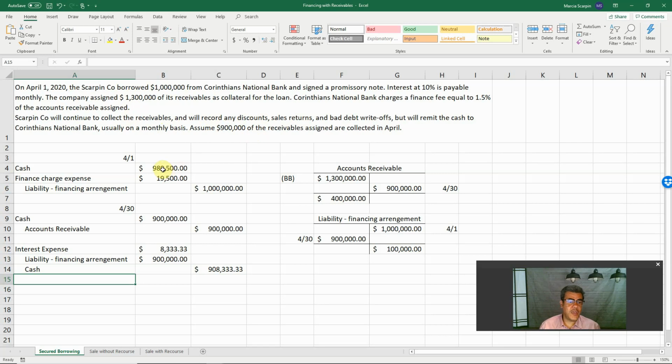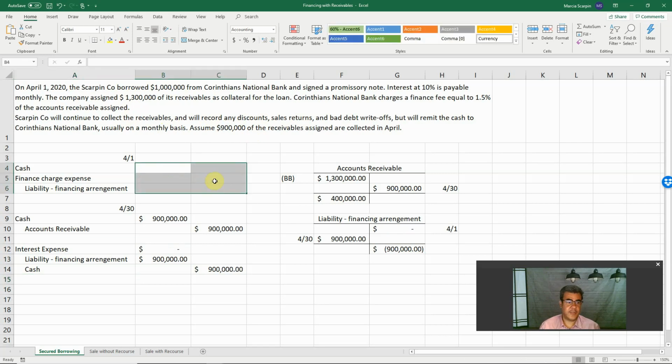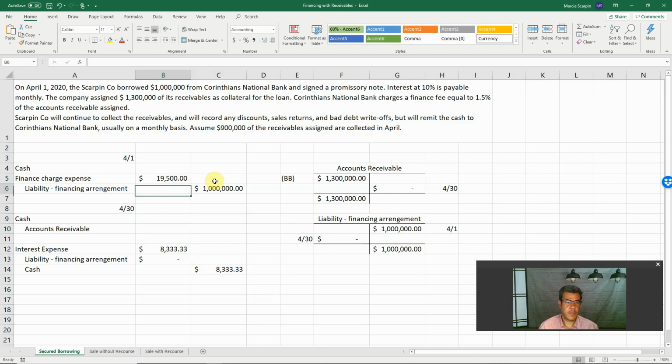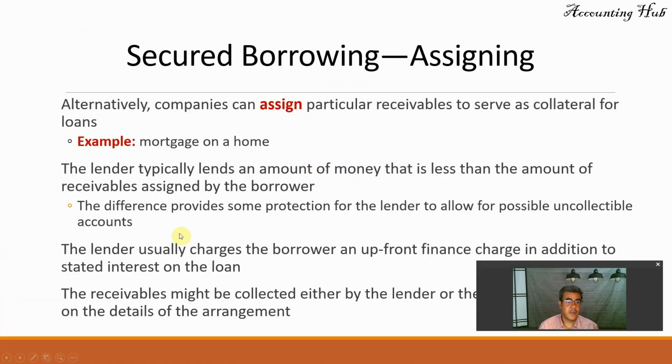So what do we have here? Liability is $1 million. The finance fee is $1.3 million times 1.5%. So it is 19.5 thousand. And the cash is the number to balance. So 1 million less 19.5 thousand, so it is 980.5 thousand. That is this 1.5% here.